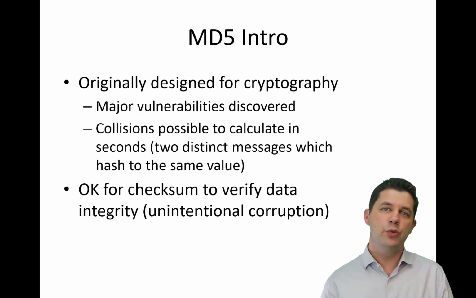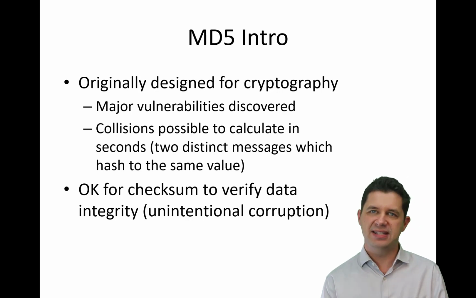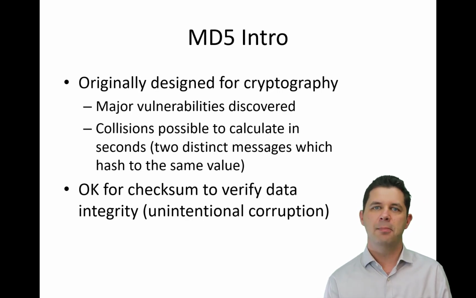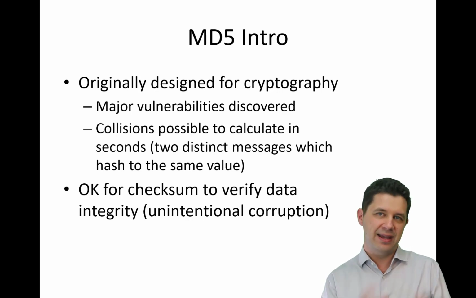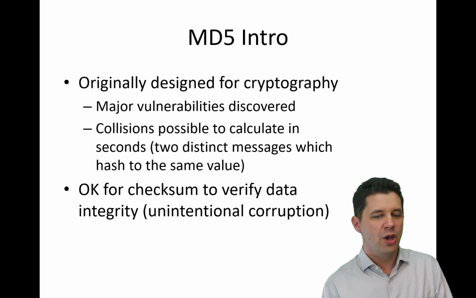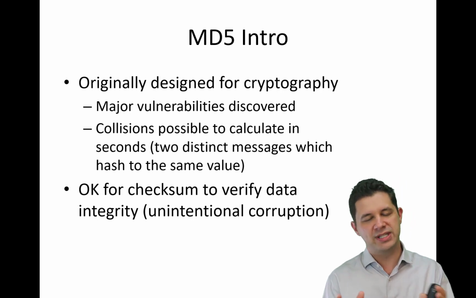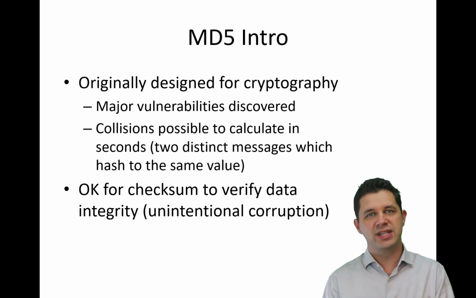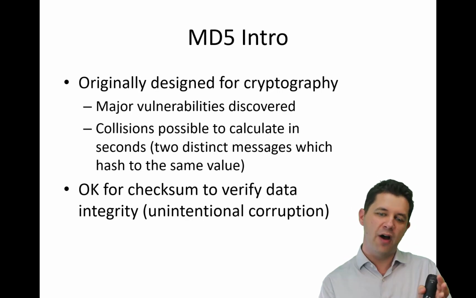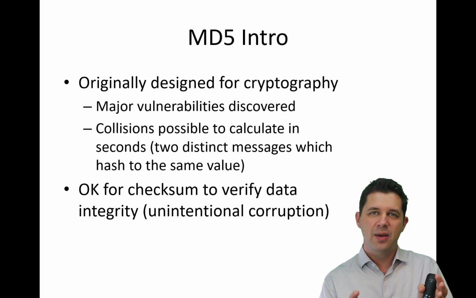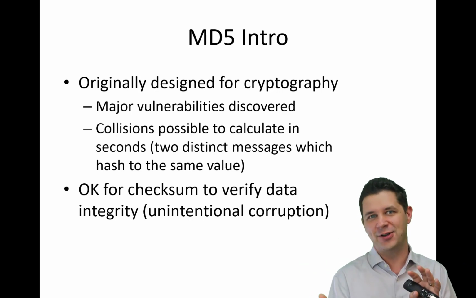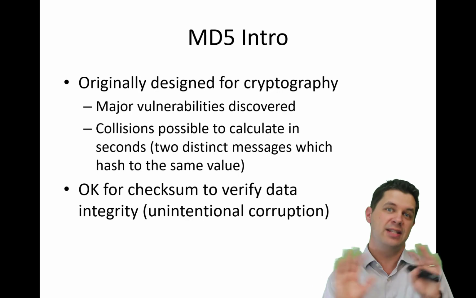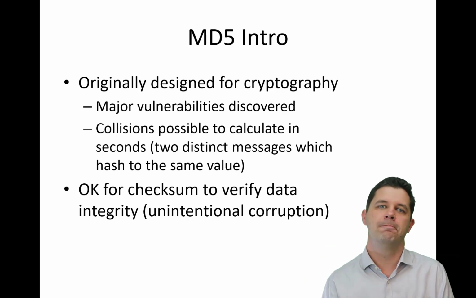As I said, it was originally designed for cryptography, but nowadays they've found major vulnerabilities in it, including major collisions where you can calculate in a couple of seconds two distinct messages which have the same hash value. Sometimes you'll see people post a file and the MD5 hash for it separately. But the danger is you could create two different files that map to the same hash value. And you might think, oh, the hash matches, it's perfectly fine, but it's not.